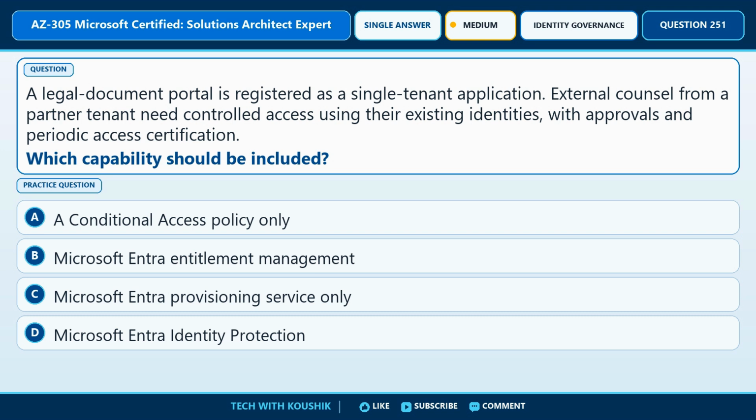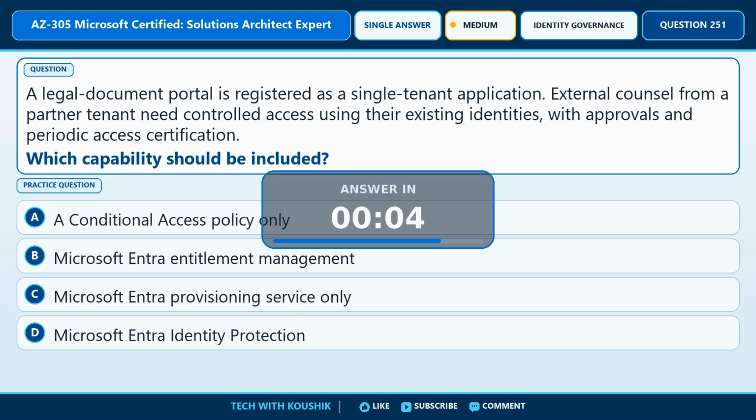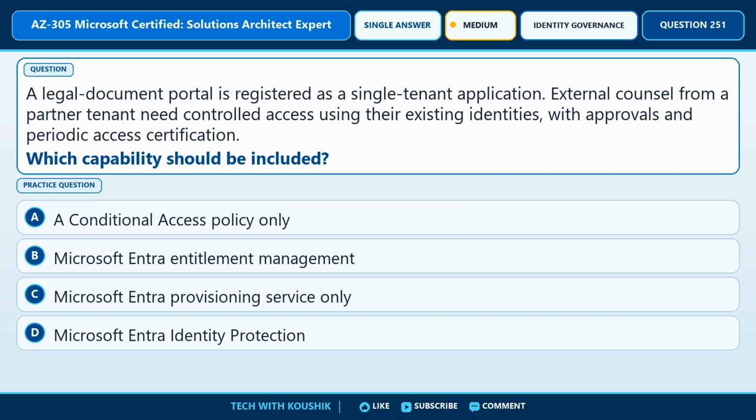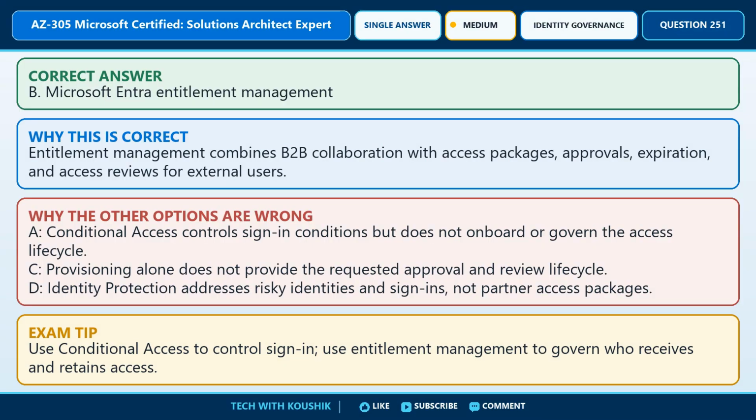Choice B, Microsoft Entra Entitlement Management. Choice C, Microsoft Entra Provisioning Service only. Choice D, Microsoft Entra Identity Protection. The correct answer is option B, Microsoft Entra Entitlement Management. Here is the technical justification. Entitlement management combines B2B collaboration with access packages, approvals, expiration, and access reviews for external users.